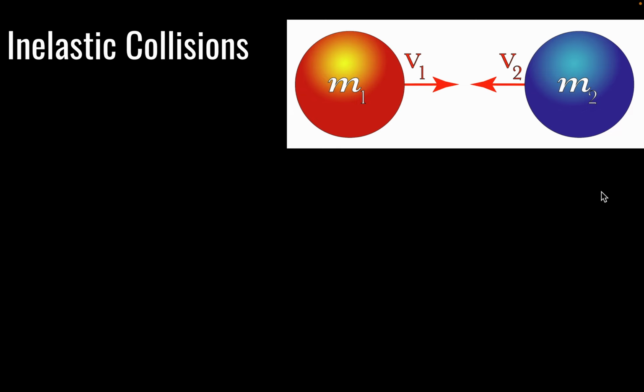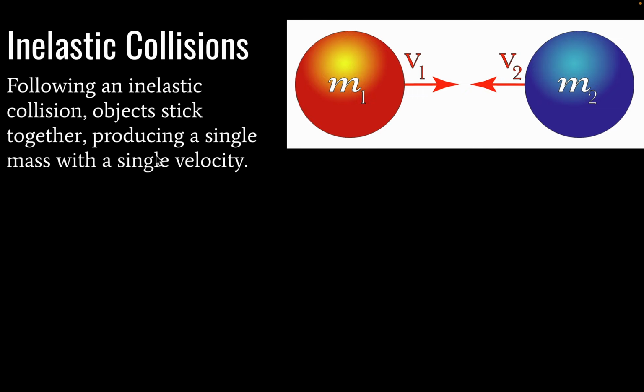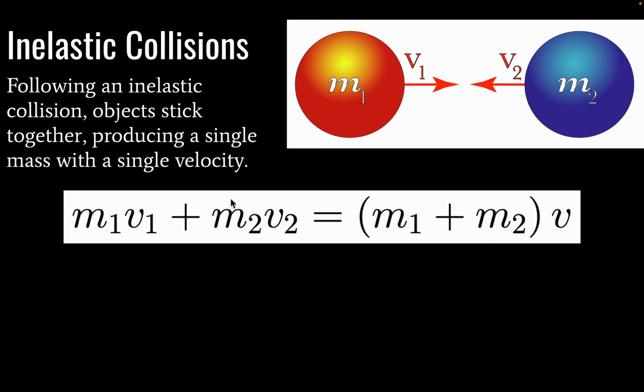Okay, so for inelastic collisions, our equation is actually simplified a little bit because you'll recall that inelastic collisions are sticky, meaning our objects are going to stick together. So in this case, these two spheres would be like clay or something really, really sticky. So our objects are now stuck together following the collision, and this is going to produce a single mass with a single velocity, and that makes our equation a little bit nicer. We don't have the prime marks anymore. Life is good.